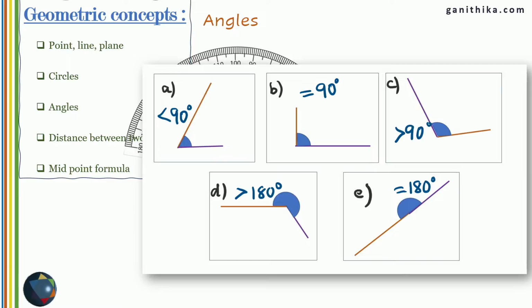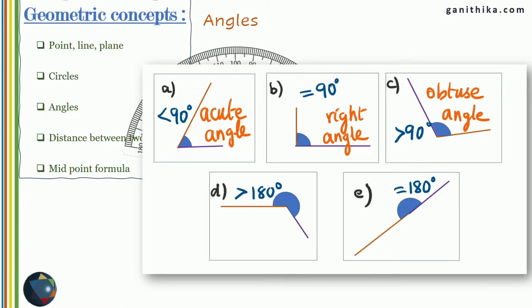But we have names for these angles. The angle which is less than 90 degrees, 0 to 90 degrees, is called an acute angle. Exactly equal to 90 degrees is called a right angle. The angle which is more than 90 degrees but less than 180 degrees is called an obtuse angle. The angle which is more than 180 degrees is called a reflex angle.